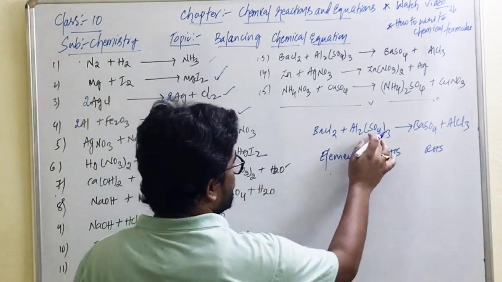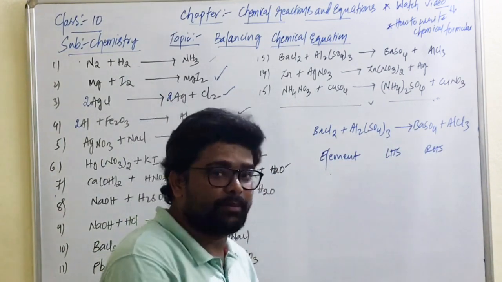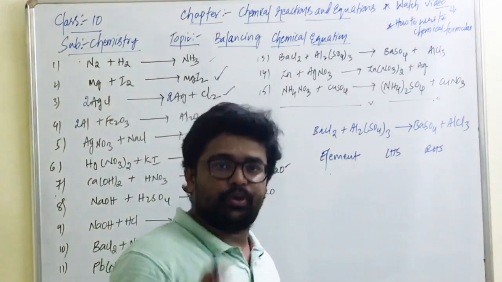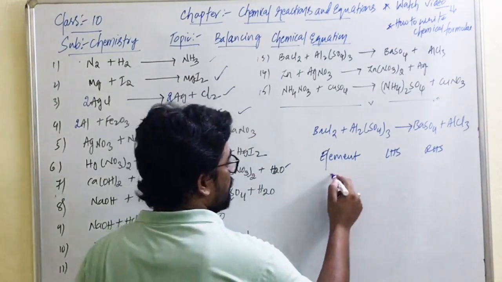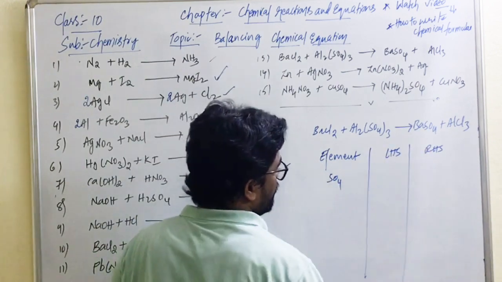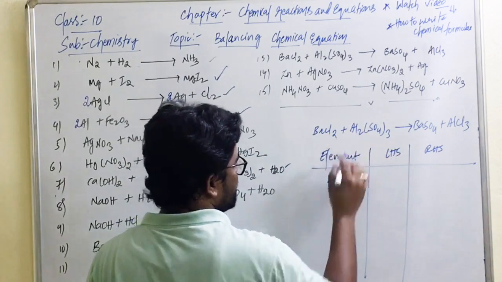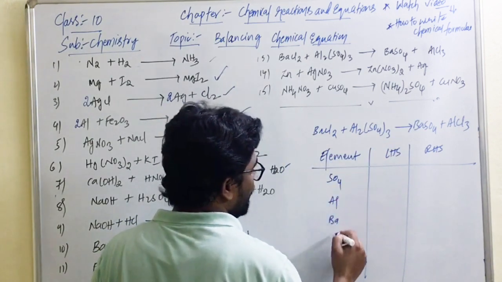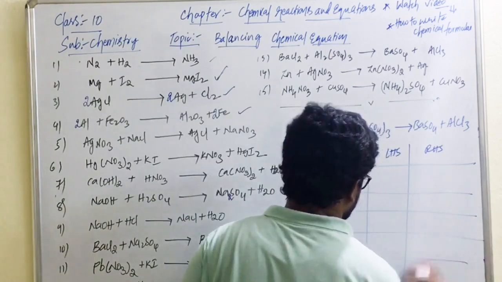Okay, so the first polyatomic ion we have. Polyatomic ion जब भी होते हैं, again I am repeating, polyatomic ion जब भी होते हैं तो पहले polyatomic लिखिएगा. So polyatomic ion SO4, which will be easy for you all, right? Now polyatomic ion SO4, then metals, aluminium, barium, then non-metal, chlorine. Okay, let us balance one by one.